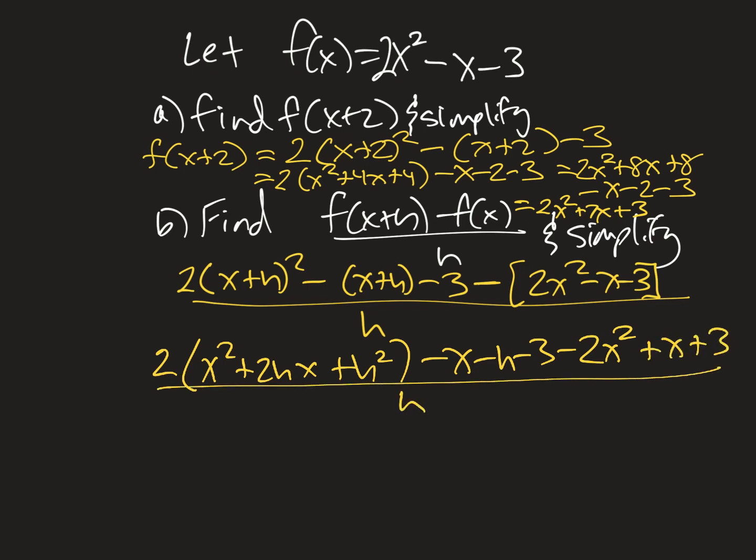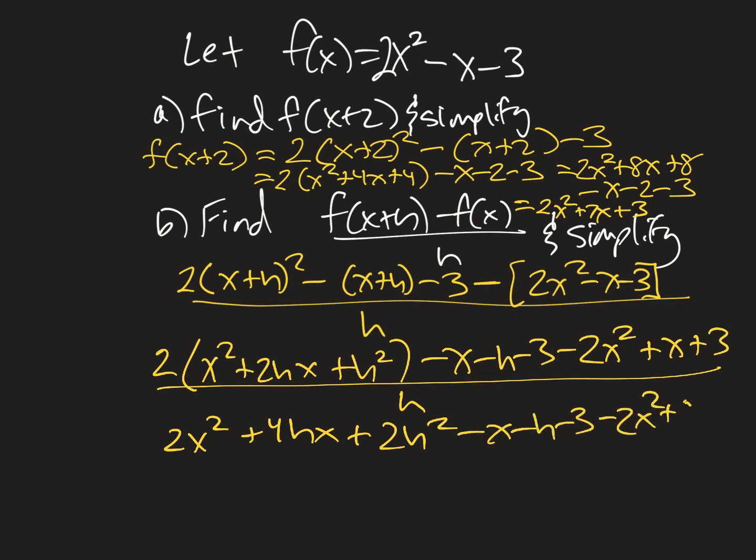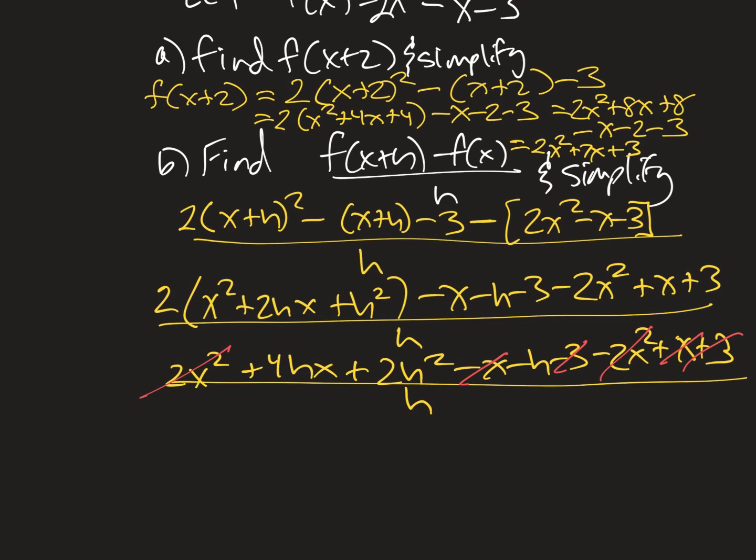And remember, once we're done simplifying the numerator, a good indication that you've done it correctly would be that the h in the denominator cancels. So 2h squared minus x minus h minus 3 minus 2x squared plus x plus 3 all over h. Okay, so hopefully some stuff cancels up here. And it looks like the 2x squared goes away, which is good. Negative x goes away, and the negative 3 and 3. So I'm left with 4hx plus 2h squared minus h over h.